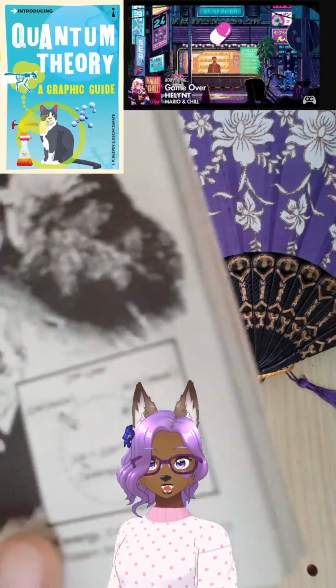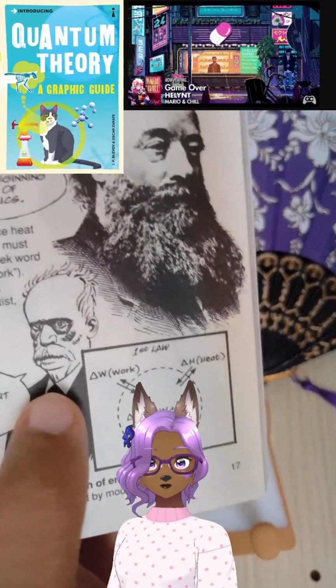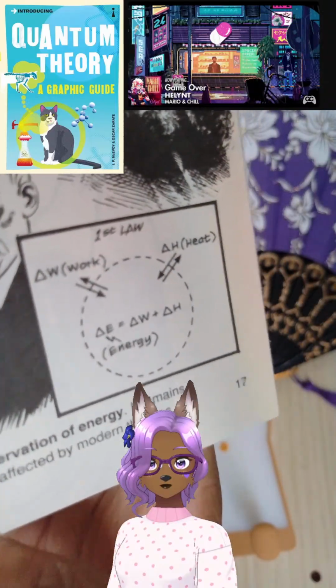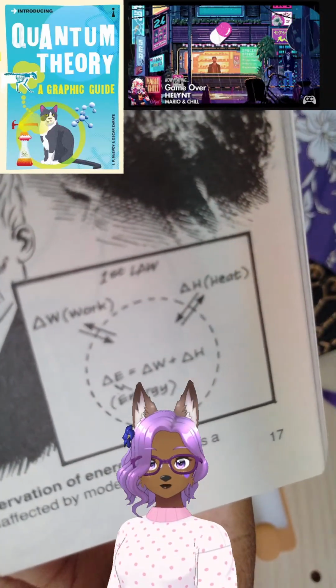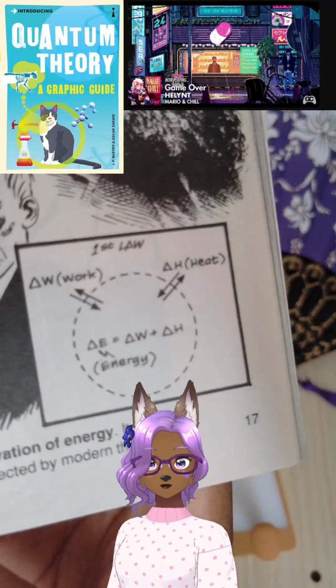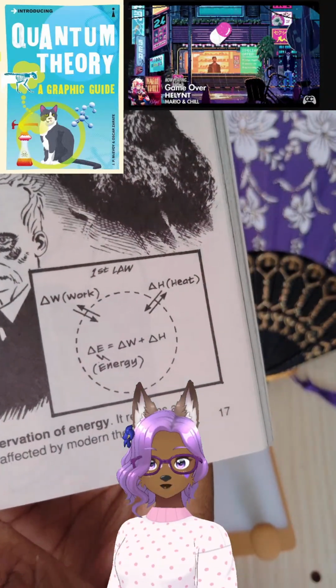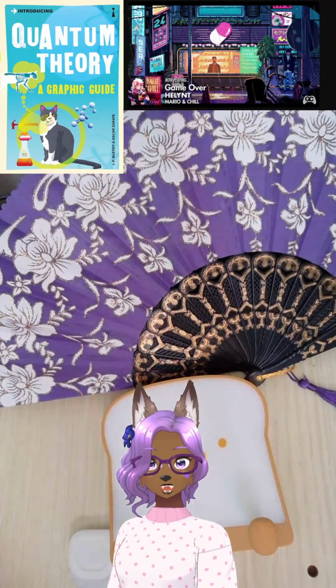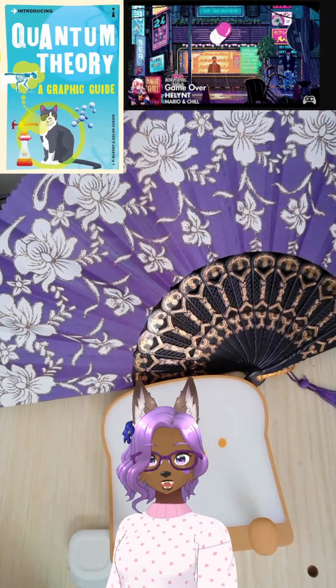Let's see what you make of this. We've got this equation, or this diagram. Can we see it? There we go. So this is called the law of conservation of energy. And I think we all know something about that, right? Energy is not created or destroyed. It only changes states, right? Something like that. It remains a foundation of modern physics, unaffected by modern theories.